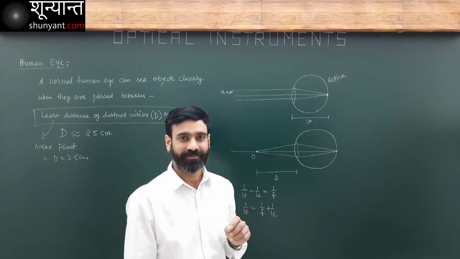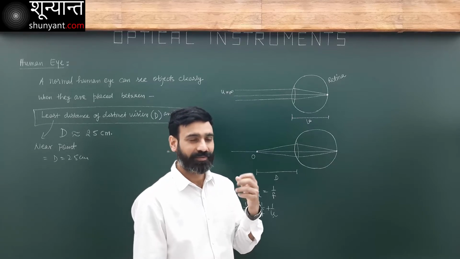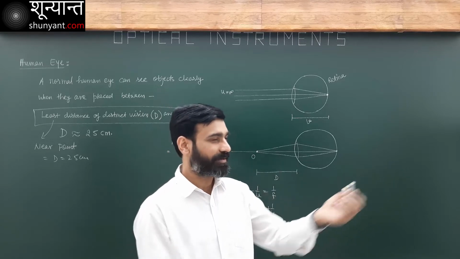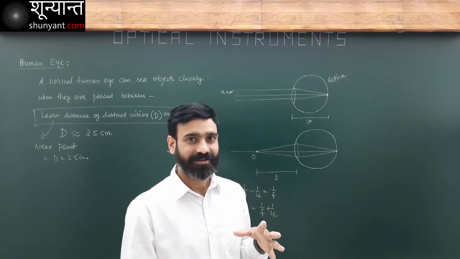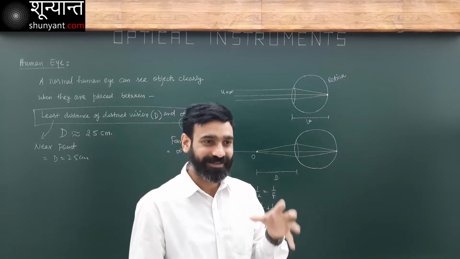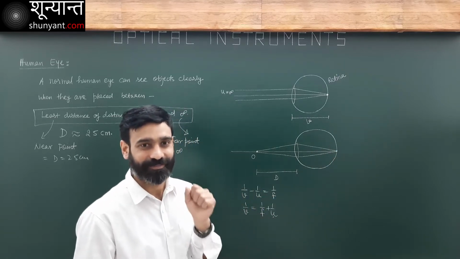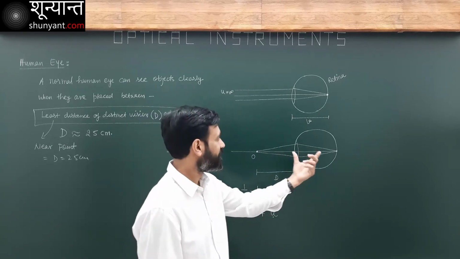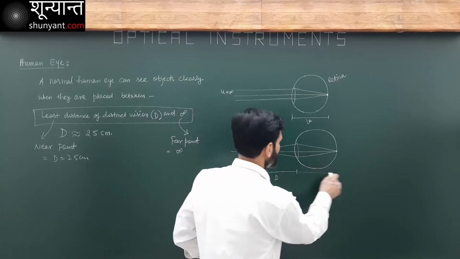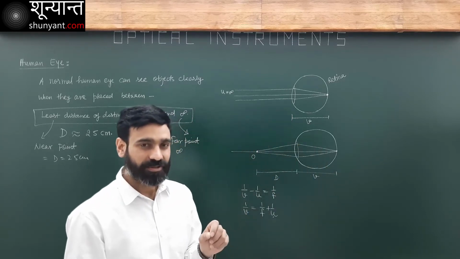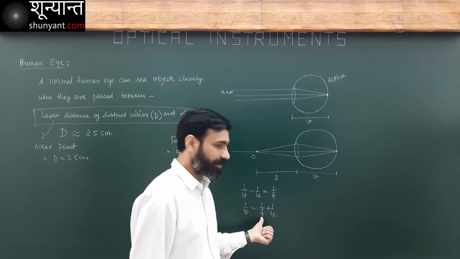It never happens that if you are looking at a close-by object the eyeball has a certain size, and if you are looking at a farther object the eyeball becomes bigger. No, the size of the eyeball remains the same no matter where you are looking. That means this image distance is the same. That becomes possible by changing the focal length.